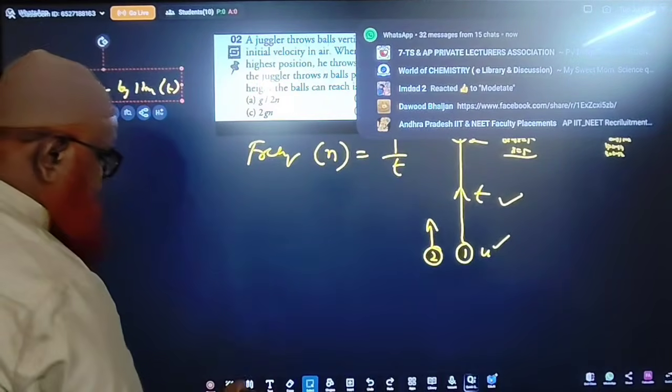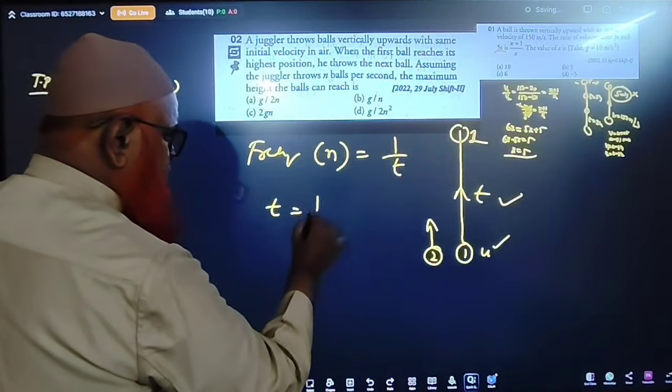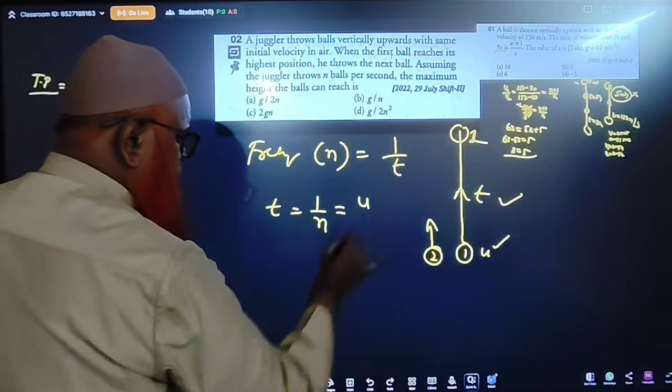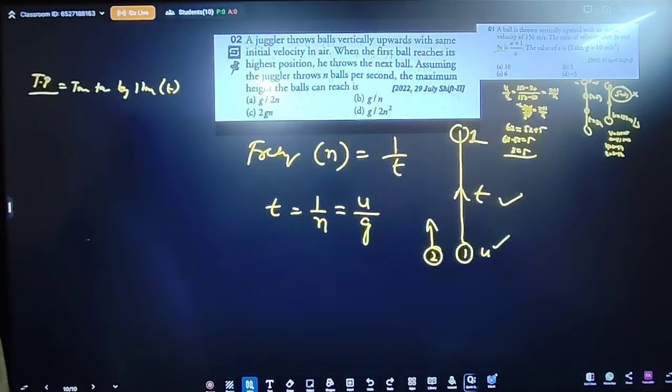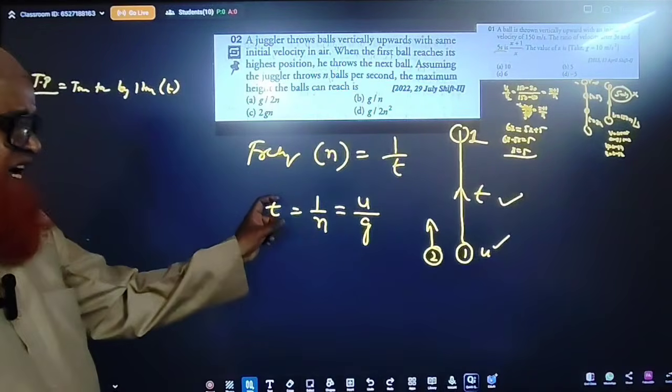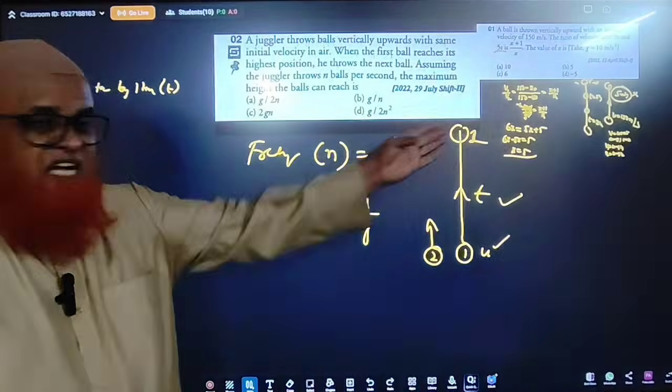So what do you understand from this? From this, n is equal to 1 by t, t is equal to 1 by n, and you know t is equal to u by g also. This time represents the number of balls that travel in this time period.